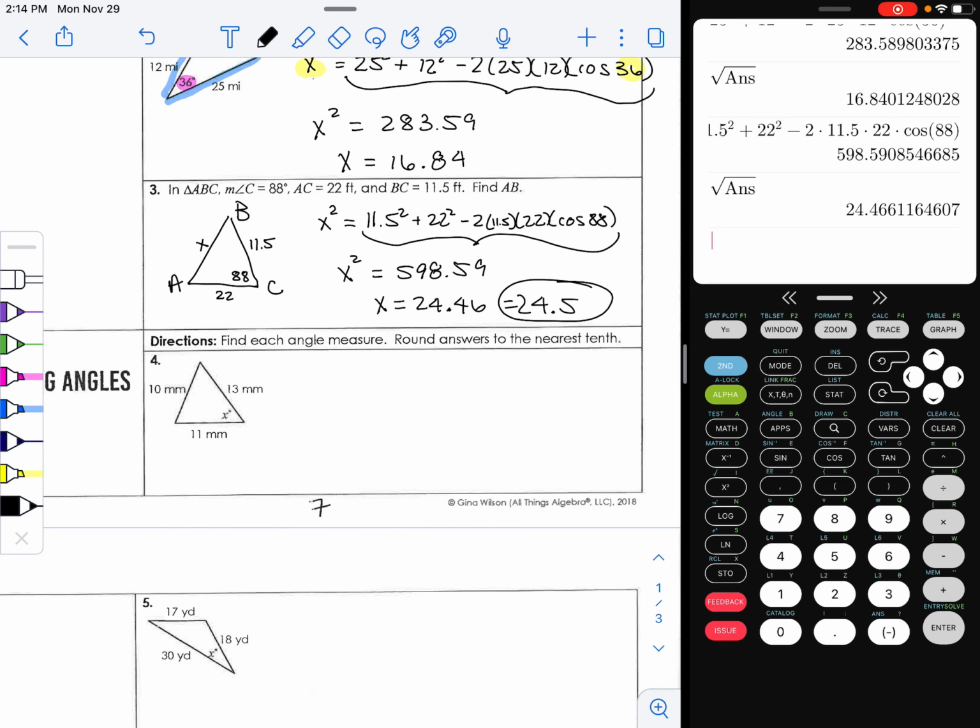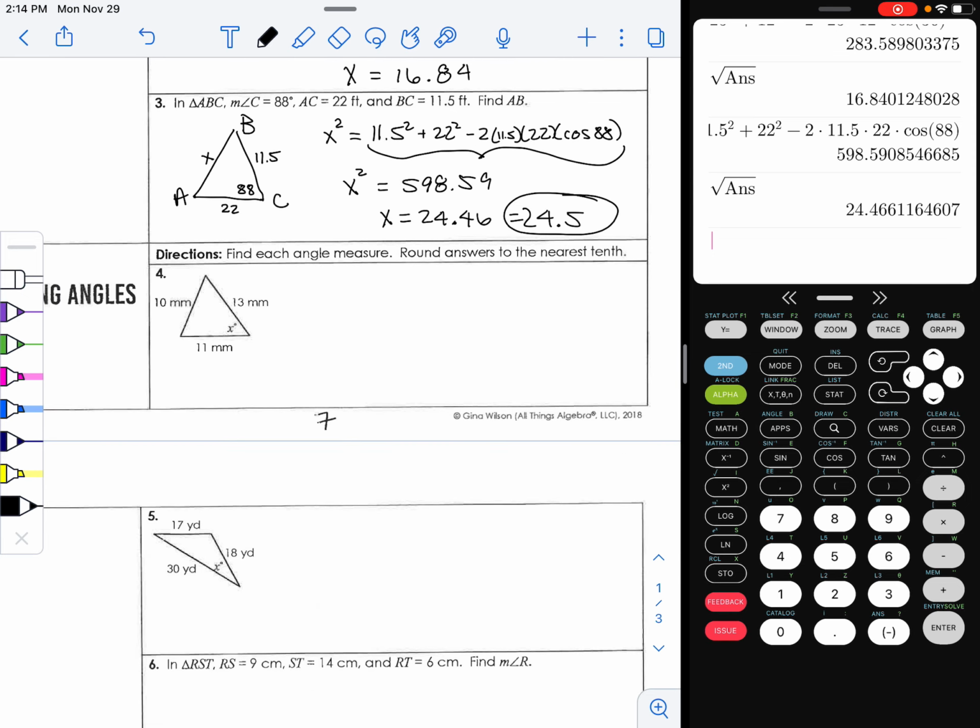Now in this next example, we're not finding a side anymore. This is a side, side, side. We're actually going to be solving for an angle. So if we go back to what we talked about yesterday, you're going to have to use inverse in your calculator.